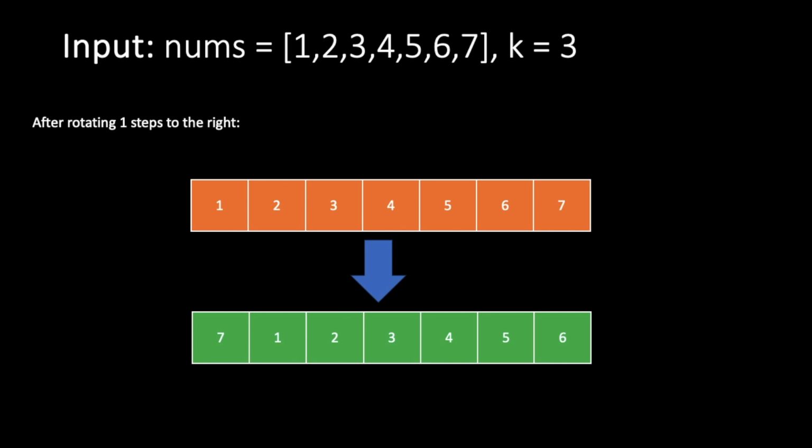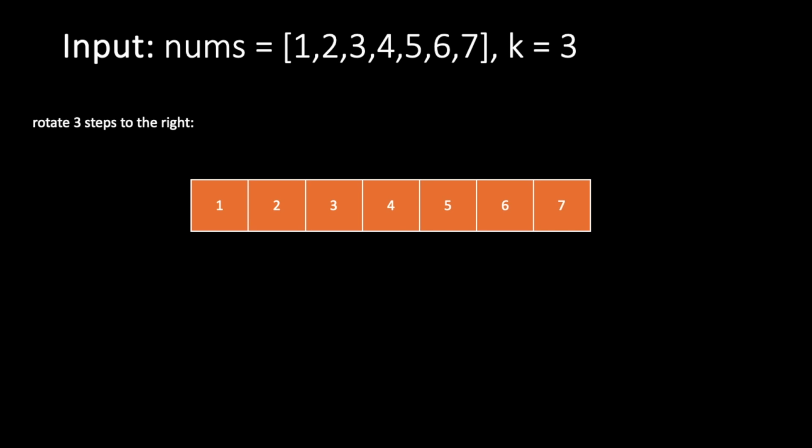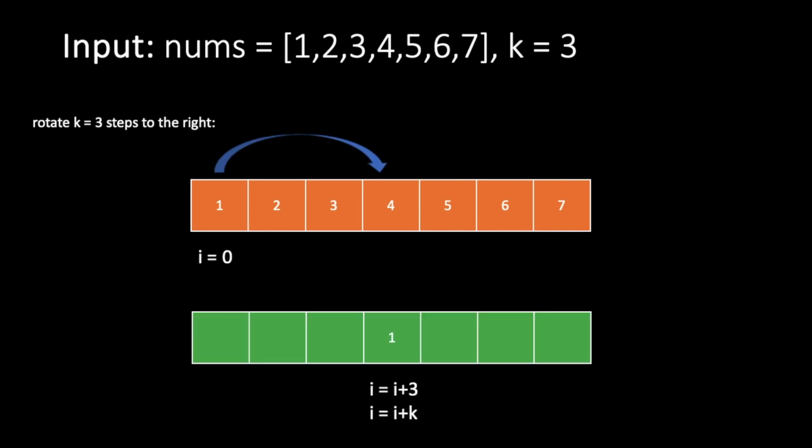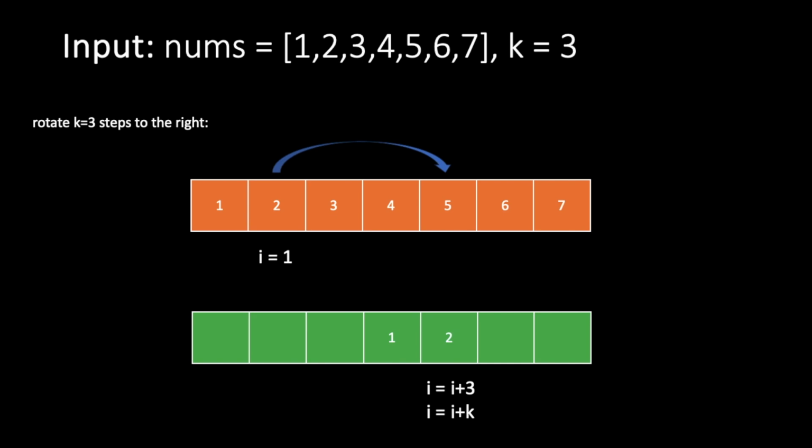But in the problem statement it said that we need to rotate the array by k equal to 3 steps. So in order to rotate this array by 3 steps, we will do the same thing. For 1, which is at the 0th index, we need to move it 3 indexes further. You can see the below array in green color. So we will move i to i plus 3. Similarly we will move forward and iterate the whole array by i plus 3 steps.